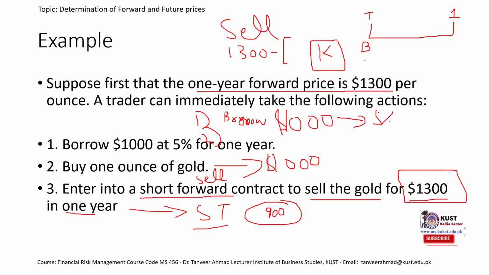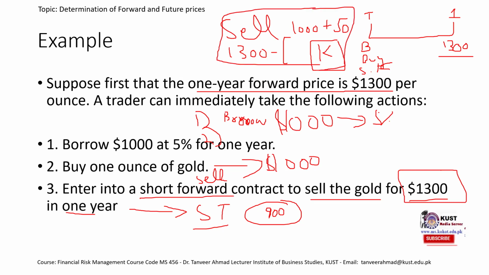So today he borrowed 1,000, bought the gold, and entered into a short forward contract. After 1 year, he would sell it. He would fulfil this short forward contract and sell it for 1,300. So selling price would be 1,300. Buying price would be 1,000, plus the cost of borrowing, which is 5%. 5% of 1,000 would be 50. So in this case, the selling price is 1,300 and the buying cost is 1,050. The profit would be 250.